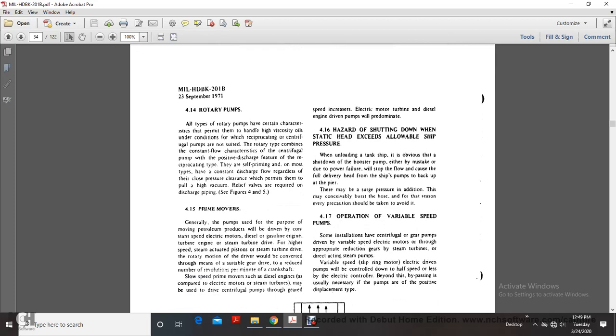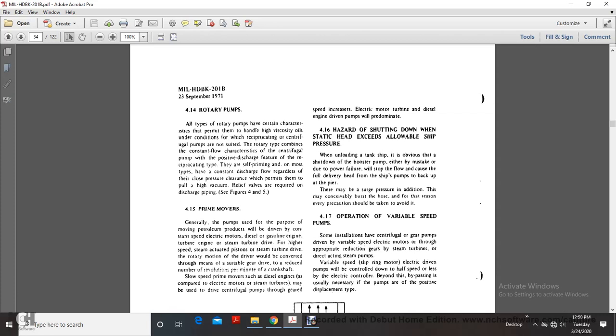415. Primary movers. In general, the pump used for moving petroleum products is driven at constant speed by electrical motors, diesel engines, gasoline engines, turbine engines, or steam turbines, and at higher speed by steam-actuated pistons. Steam turbine drive with rotary motion is converted through a suitable gear drive to reduce the revolutions per minute of the crankshaft. Slow-speed primary movers such as the diesel engine, compared with the electrical motor or steam turbine, may be used to drive centrifugal pumps with geared speed increase. Electrical motor, turbine, and diesel engine driven pumps will predominate.